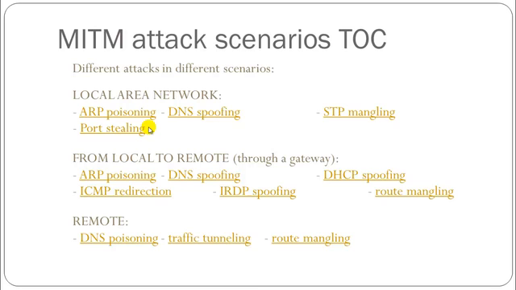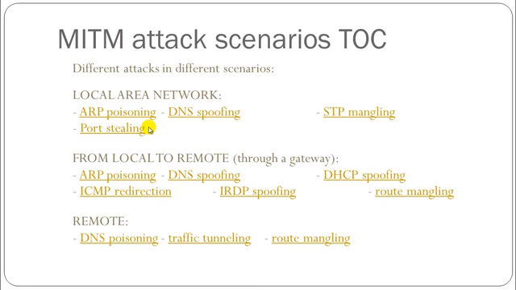First, the local area network. That means it's not on the internet, it's just inside the company. It can be, you can say, the intranet, for example. The types of attack here are ARP poisoning, DNS spoofing, STP mangling, and port stealing.